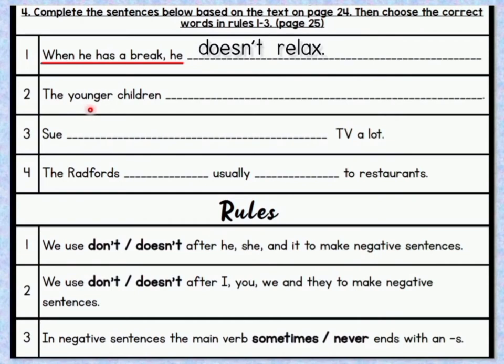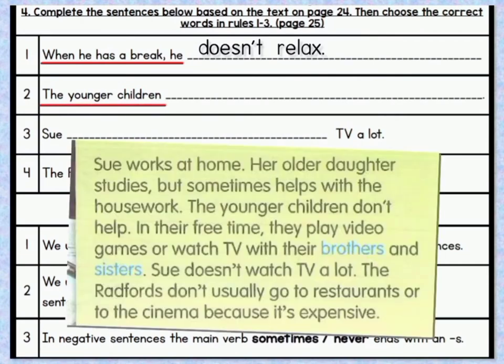Number 2, the younger children. This is the keyword. So, based on the text, you can find the sentence here. The younger children don't help. So, we can match the keyword here. And then the answer is don't help.